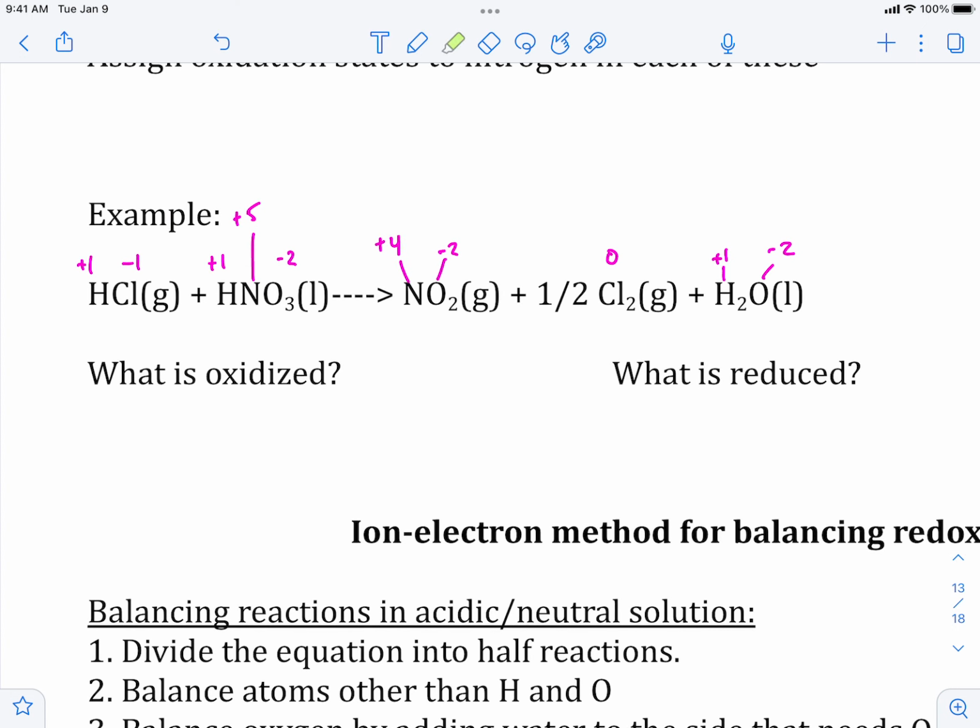Okay, so now we look and see what element had its charge go up. Chlorine. Okay, so that is our oxidation. What element had its charge go down? Nitrogen. So this is your approach for identifying what element was oxidized, what element was reduced.